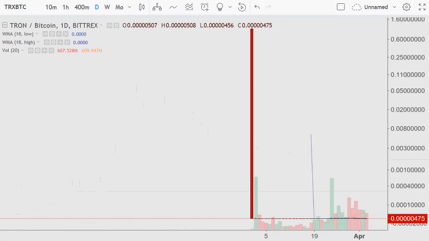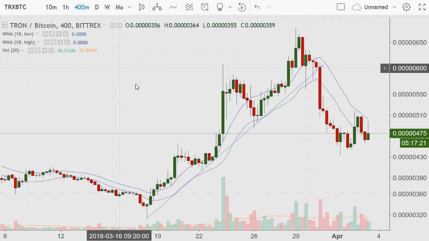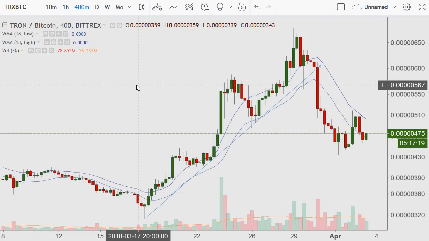Now let's move on to TRX, that of Tron. It's very, very new, as this thing came out in early March. So it's in about its 5th week or so, so there's not much data that we can go on. The 400-minute time frame, well, this is all I got. However, I got good information.